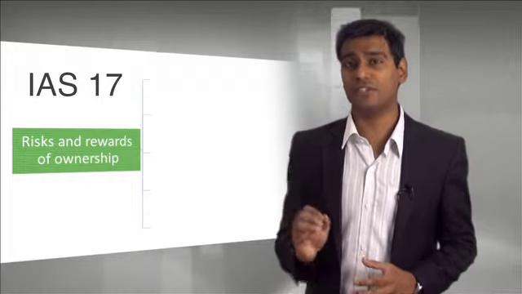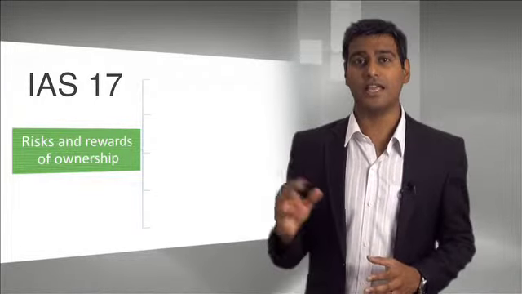IAS 17 provides some guidance by including 5 situations which, if present, indicate that substantially all the risks and rewards of ownership have been transferred. If any one of these criteria has been satisfied, then it would generally indicate that a finance lease exists. The 5 situations are as follows.